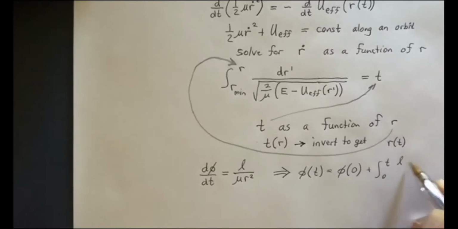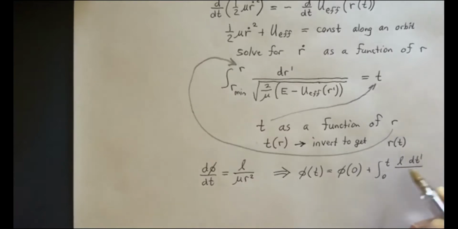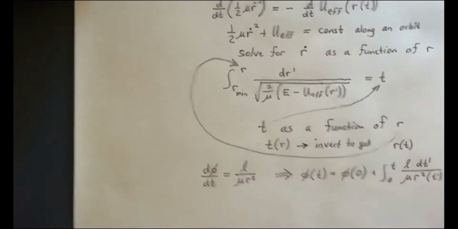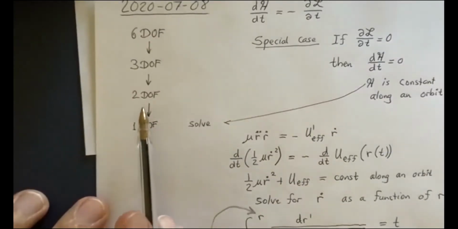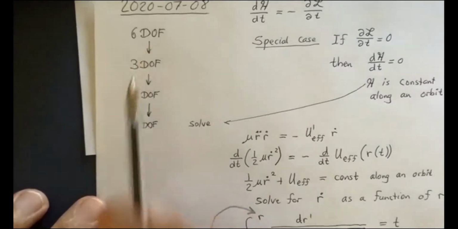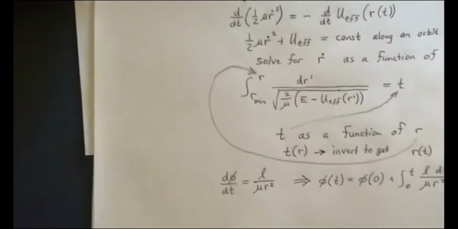That constant, the variable of integration must have a different name, so dt prime, and it's mu r squared of t prime. Okay, so this is how we work our way up the ladder. We solve this 1 degree of freedom problem. We need to work our way back up and reconstruct the motion. That's a general feature of the theory of reduction. You use symmetries to reduce the complexity of the problem, but then you must reconstruct the motion. Okay, and we're in good shape here.